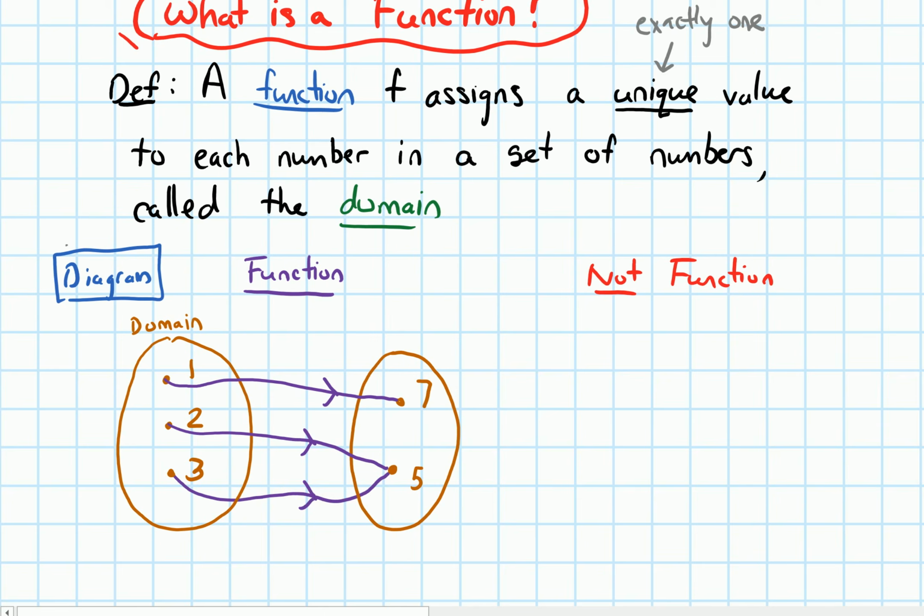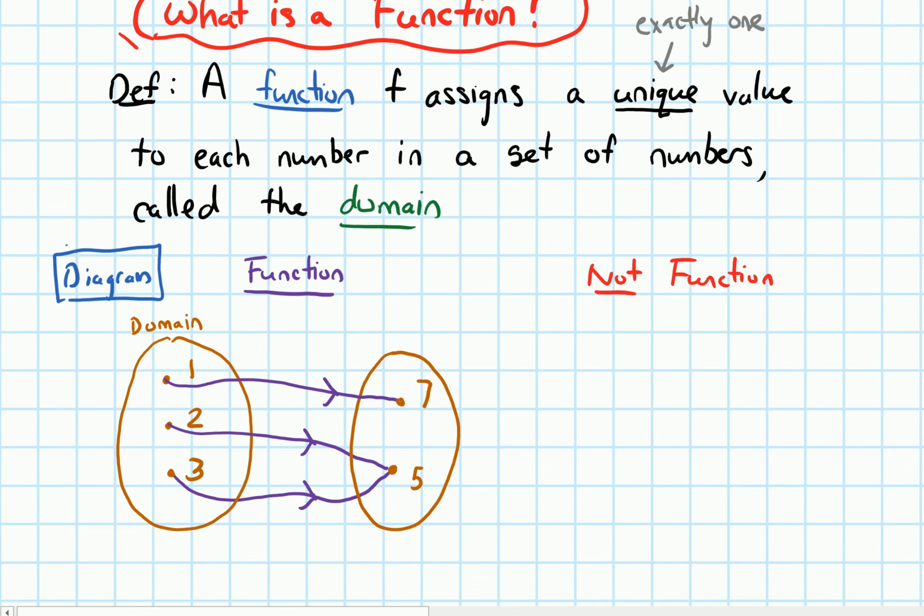So this is a totally fine way to establish a function right here. Every single element in the domain has been assigned to exactly one value. So it's fine if something like 5 corresponds to more than one thing in the domain. There can be different values in the domain, like 2 and 3, that both get assigned to the same thing.